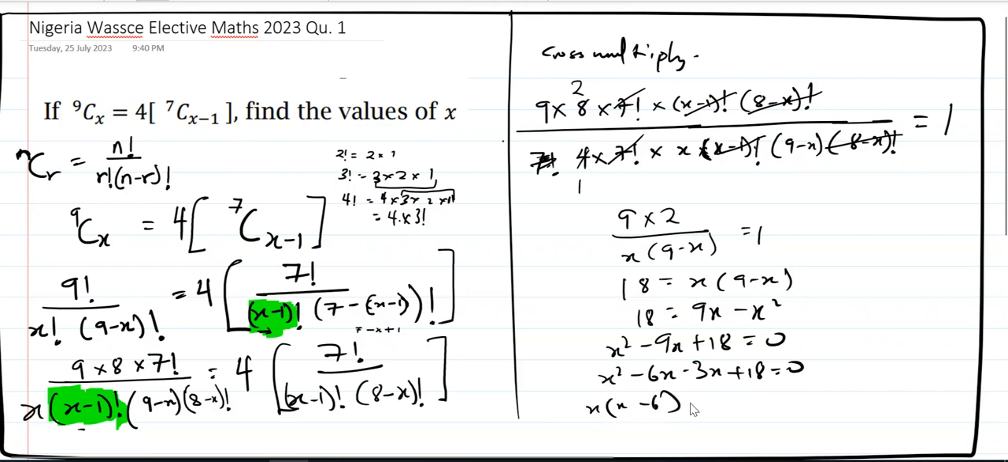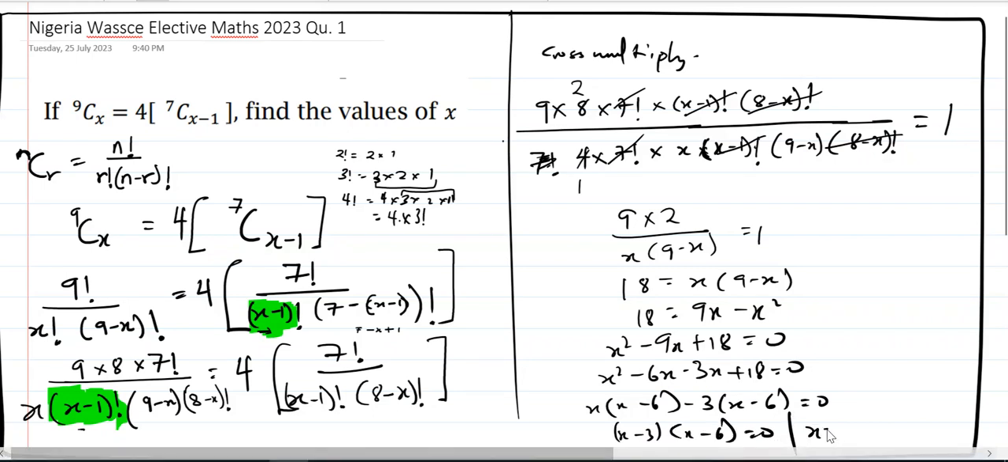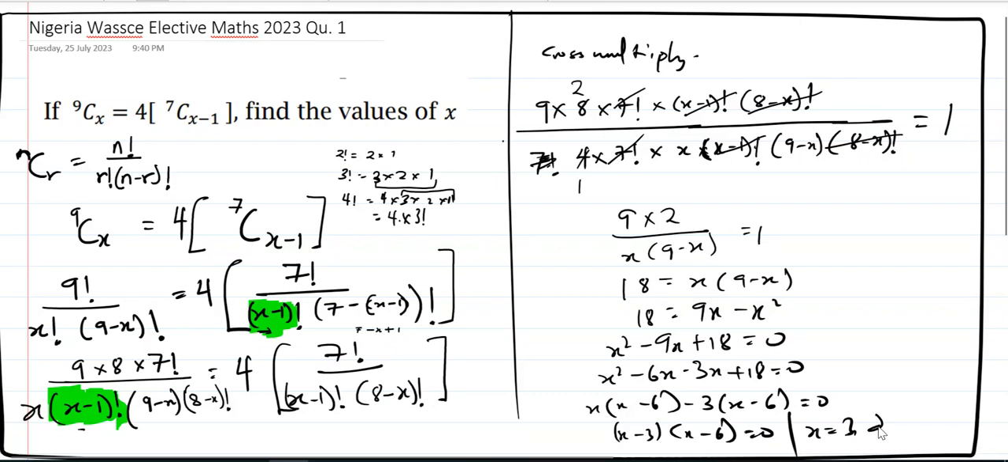x minus 6, minus 3 rather, minus 3, 3x minus... 6 equals 0. So you see that x minus 3 times x minus 6 equals 0. x equals 3, x equals 6. So this is the explanation and the solution. Hope you understand.